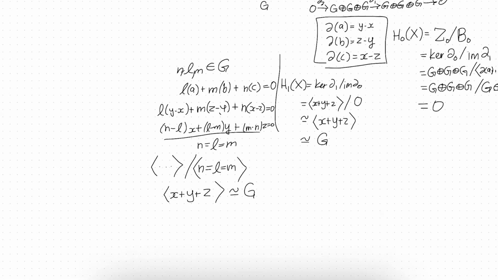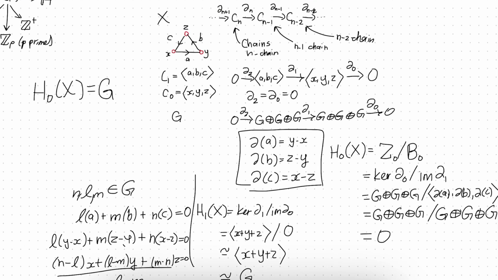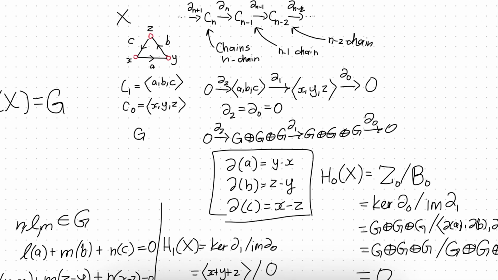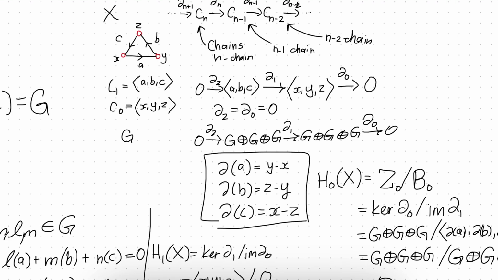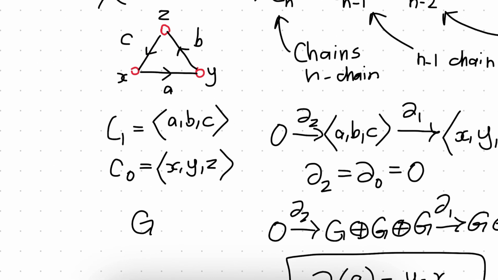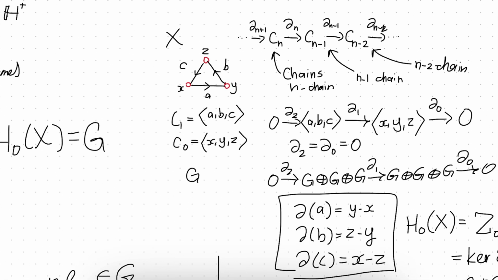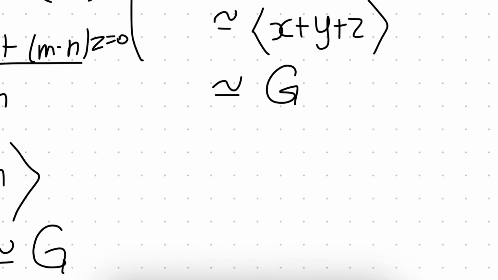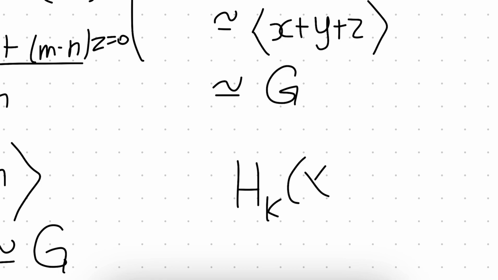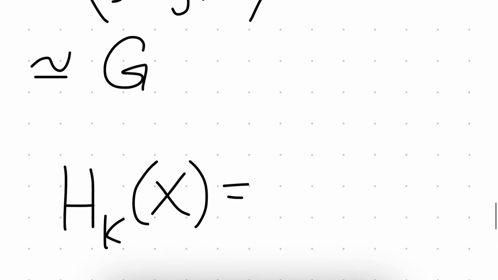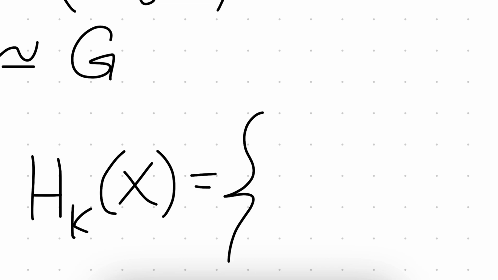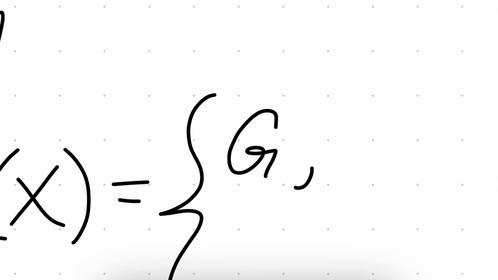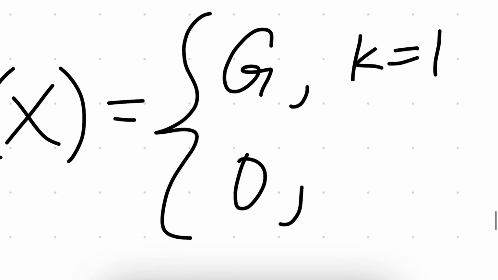So in general, and okay, let's do H2 of X. So what's our second homology group? So that second homology group and the higher homology groups vanish because of course it's 0. We don't have any 2 cells in here. We don't have 3 cells in here. Or we don't have 2 simplices. We don't have 3 simplices here. So there's nothing. It just all vanishes. So in general, H_K of X, our homology of our space X, is precisely G for K equals 1 and 0 for K not equal to 1.